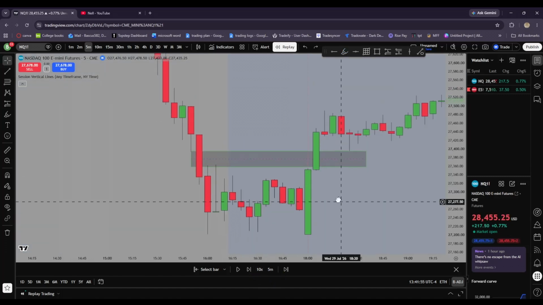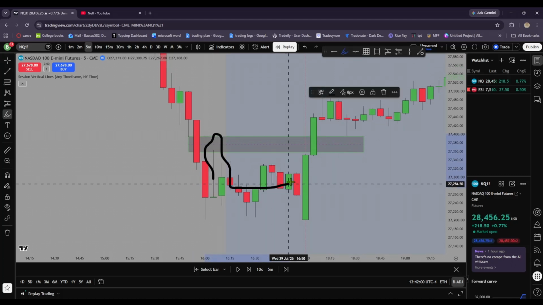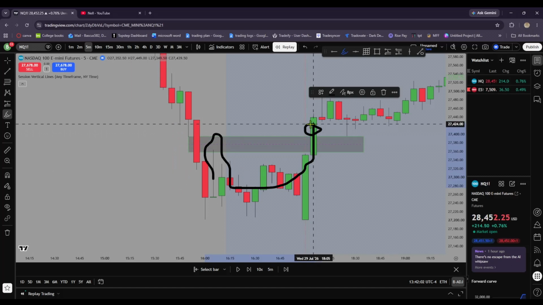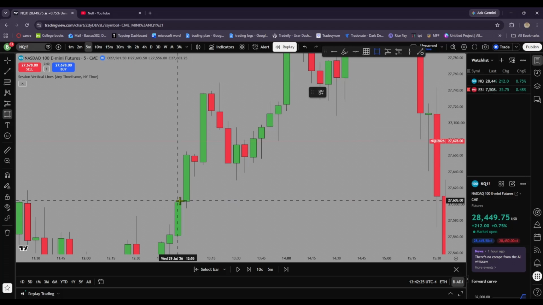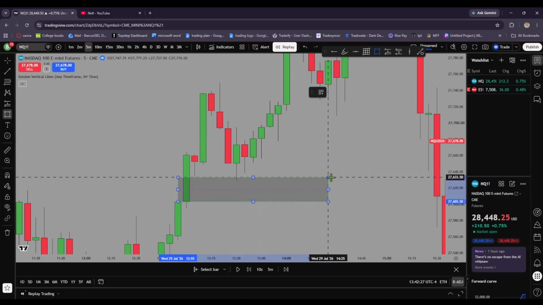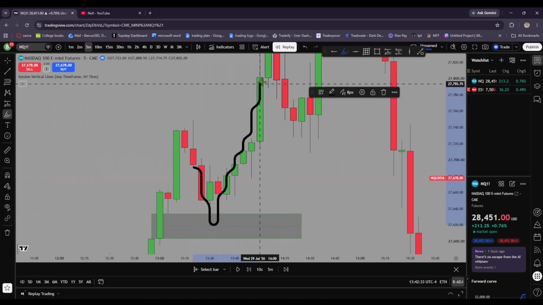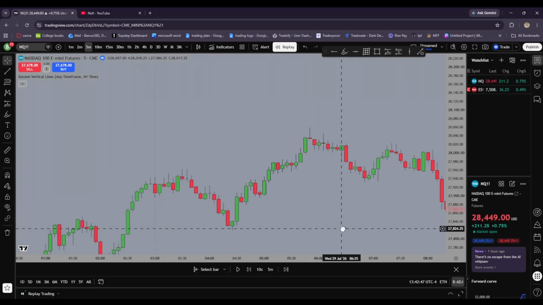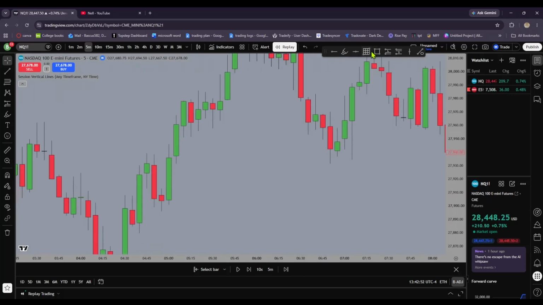So think of it like this, guys. Instead of it acting as a support, it's more so acting like resistance because we're breaking through and we're continuing higher. And then, of course, just to remind you guys, on the contrary, instead of acting like resistance, it can become support when we have those respected fair value gaps. So that is the difference between an inverse fair value gap and a regular fair value gap.